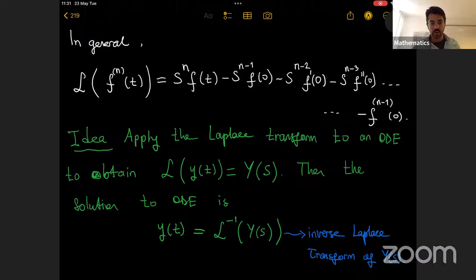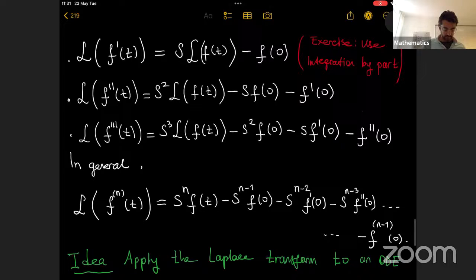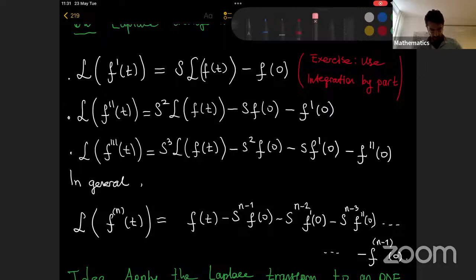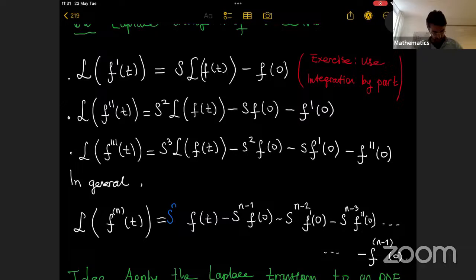There's one question. Shouldn't we put the Laplace sign in front of each? Yes, this one only. We should have s to the n, like this one. Laplace transform of this, but in the rest we don't have any other Laplace, okay? Because f0 is a constant, and the derivative of a constant is also a constant. Okay, thanks for this. All right, any other question or comment?